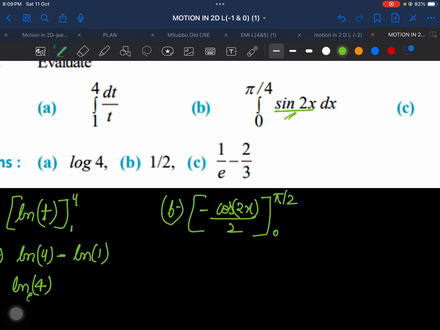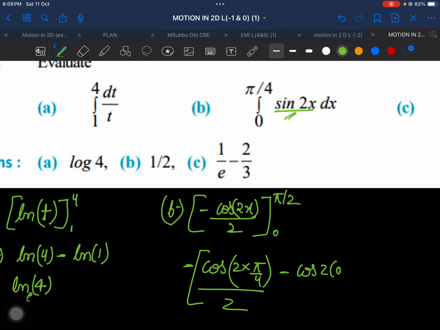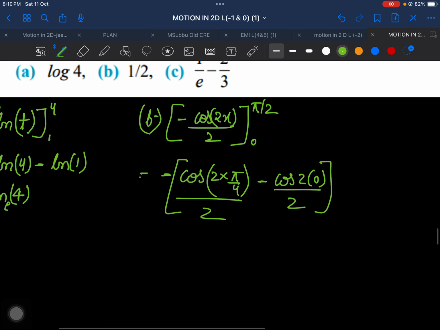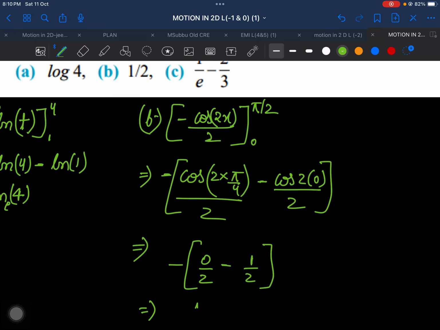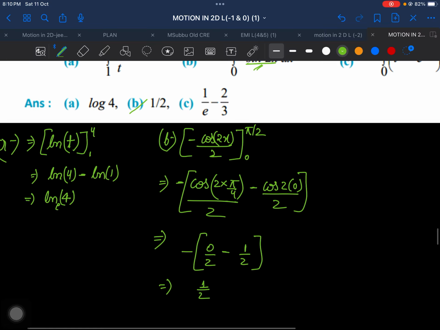0 to pi by 4. If you put pi by 4, then it will be minus cos 2 into pi by 4, divided by 2, minus, I have taken the minus common, cos of 2 into 0, divided by 2. Just check, all of you. Then what will happen? So this is pi by 2, and cos pi by 2 is 0, so 0 by 2 minus, check everyone, cos 0 is 1, so it is 1 by 2 over there, right? So the answer is 1 by 2. Clear? Yeah, the answer is correct.